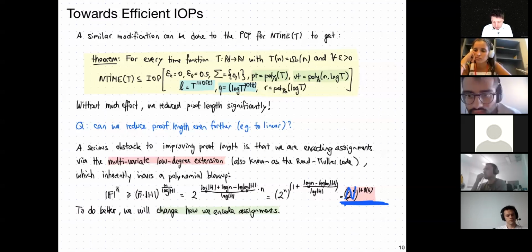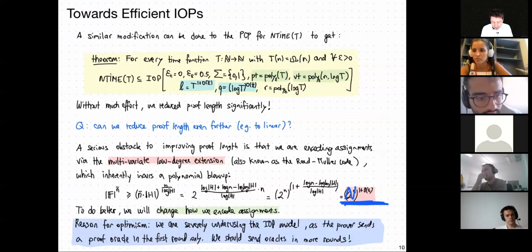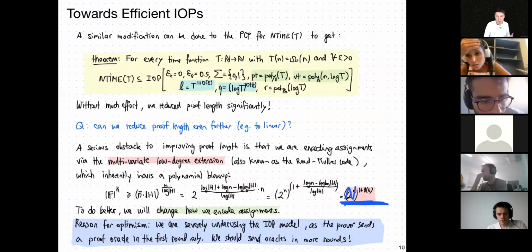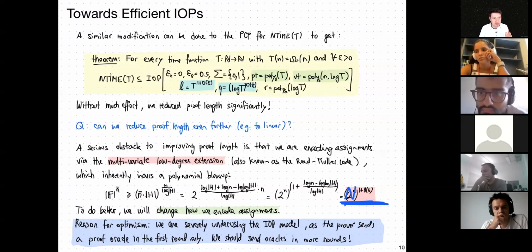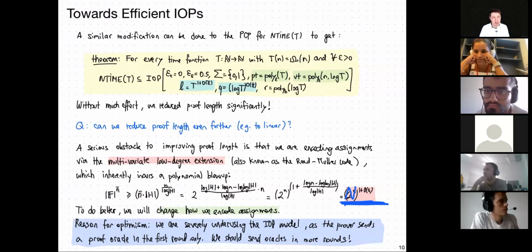We need to change how we encode assignments. And there are 2 reasons for optimism here. First, we haven't really used the IOP model in its full power yet. What we did is we sent an oracle in the first round, and then we ran an interactive proof, not an IOP, for all subsequent rounds. So the fact that we were just using sum check was underusing the model. We did not ever send even 2 oracles. Our constructions so far were like oracle and then IP. So we're currently underusing the model. We could try to leverage it a lot more.